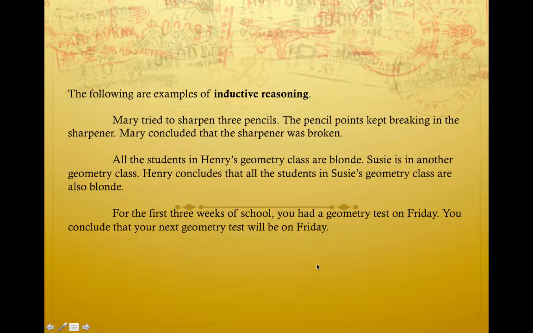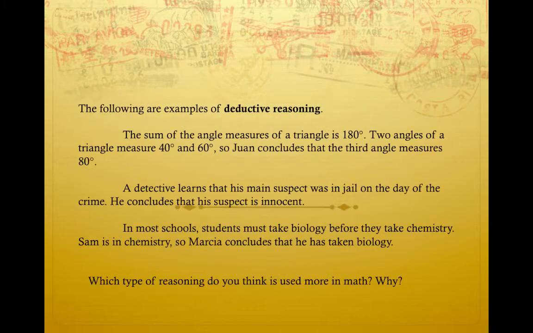And let's look at examples of deductive reasoning. The sum of the angle measures of a triangle is 180 degrees. 2 angles of a triangle measure 40 and 60 degrees, so Juan concludes that the third angle measures 80 degrees. A detective learns that his main suspect was in jail on the day of the crime. He concludes that the suspect is innocent. In most schools, students must take biology before they take chemistry. Sam is in chemistry, so Marcia concludes that he has taken biology.